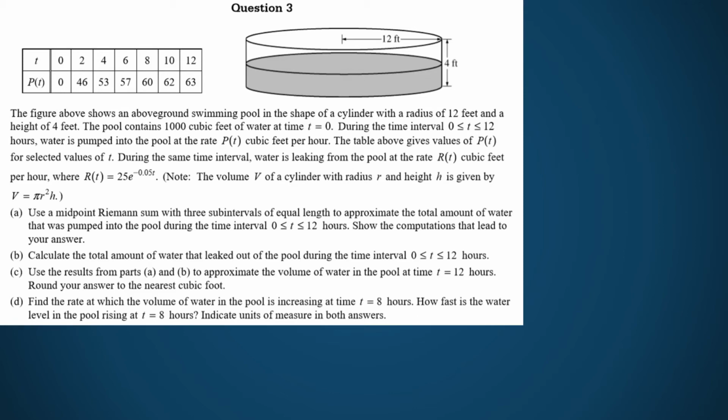Part D. I want to find the rate at which the volume of water is increasing at the time t equals 8 hours. And then once we know how fast the volume is increasing, I want to know how fast the water level is increasing. So first, how fast is the volume of water changing? What would my equation be?